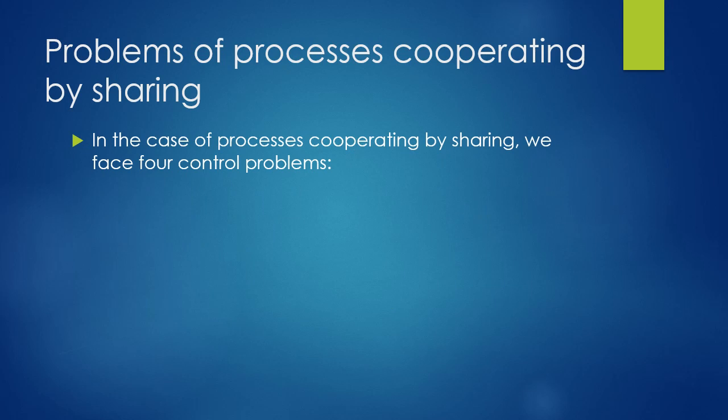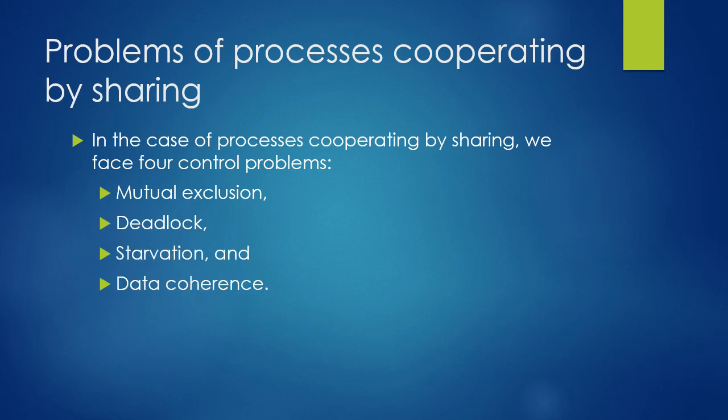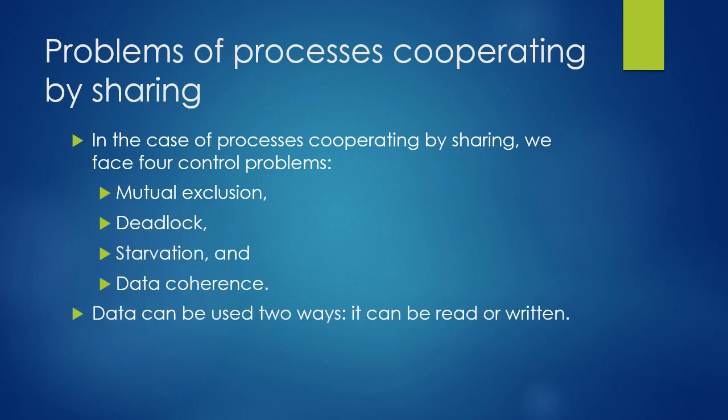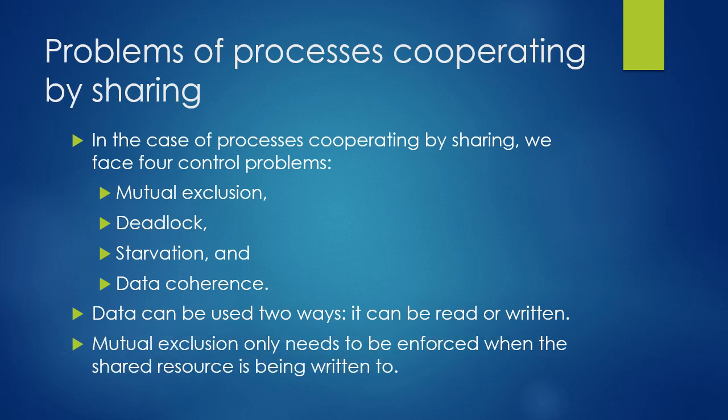In the case of processes cooperating by sharing, we face four control problems: mutual exclusion, deadlock, starvation, and data coherence. Data can be used two ways. It can be read or written. Mutual exclusion only needs to be enforced when the shared resource is being written to. If two or more processes are reading a shared buffer, they can do this simultaneously. This is because they are not changing the contents of the buffer. They are only reading it.